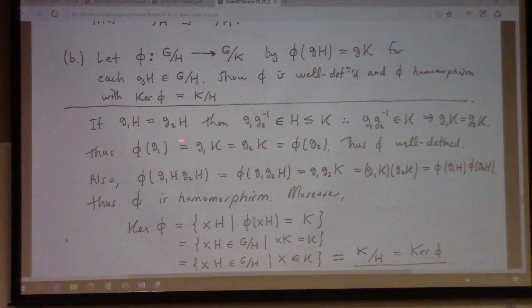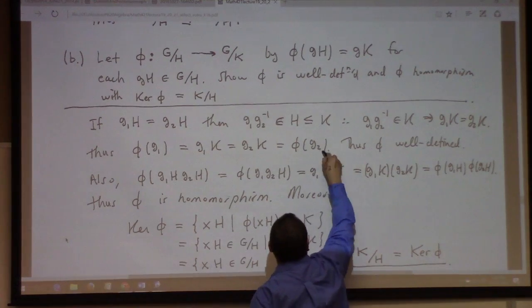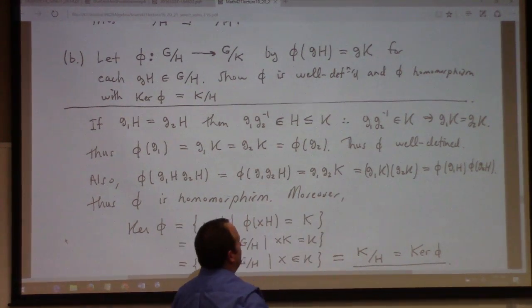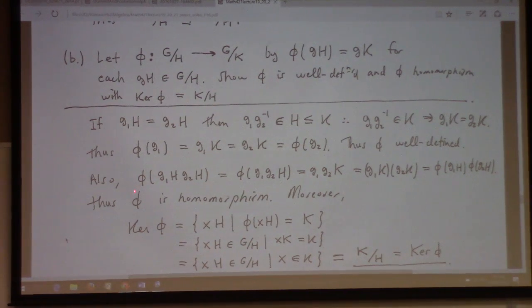So it's independent of my choice of, and I should have G1H here. Typo, H. Oops, I think I left a mark. Anyway, don't tell anybody. Let's see here. So that is that, which by properties of coset multiplication is that, which is a homomorphism.